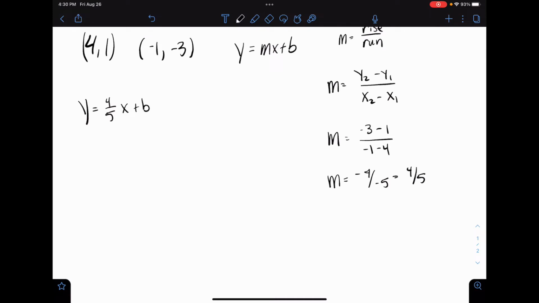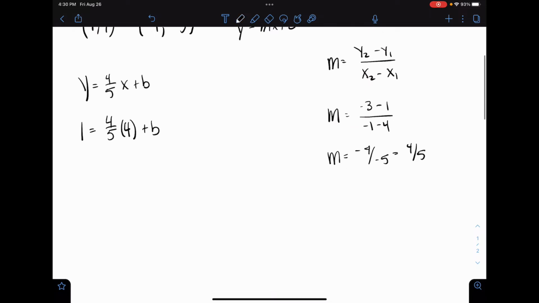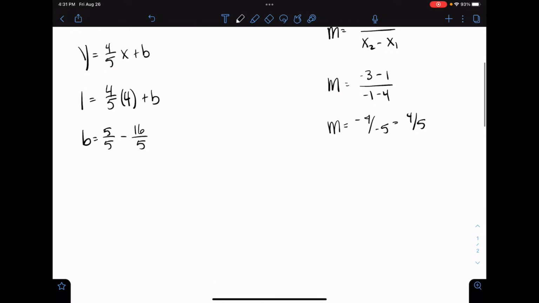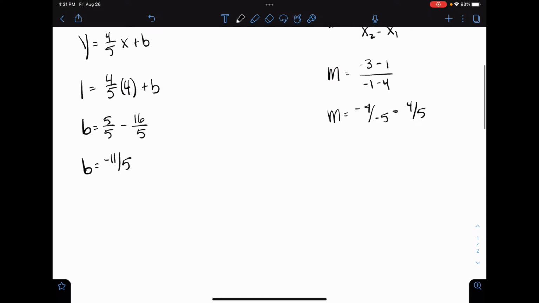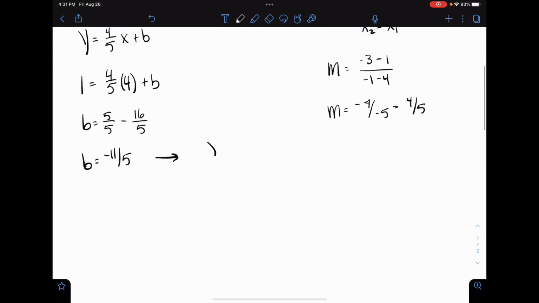To solve for b, we're just going to plug in either one of the 2 coordinate points that we've been given. So I plugged in 1 for y and 4 for x, plus b. And if we solve for b real quick, we get b equals 5 over 5 minus 16/5. b equals -11 over 5. And then if we plug that in, our final answer is y equals 4/5 x minus 11/5.